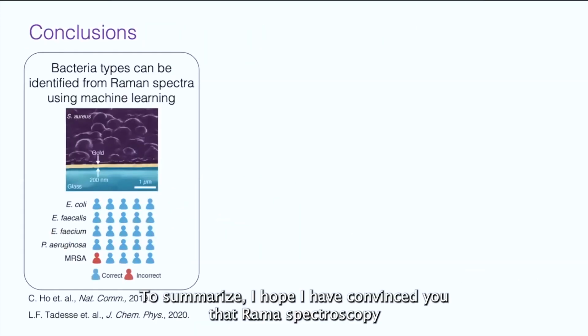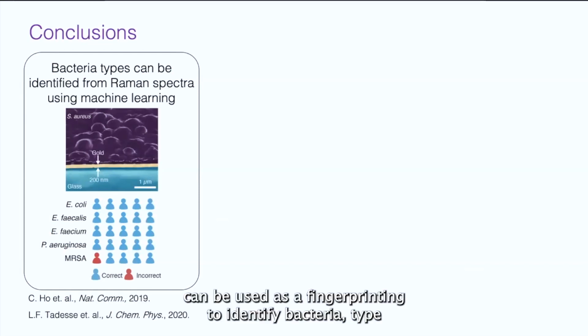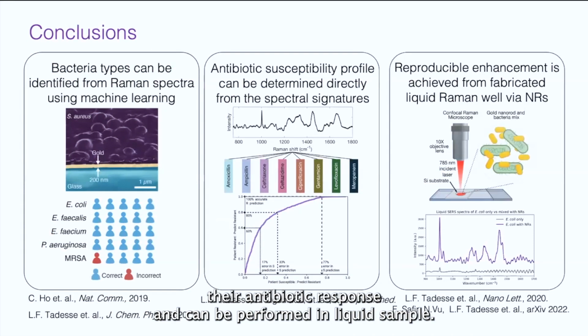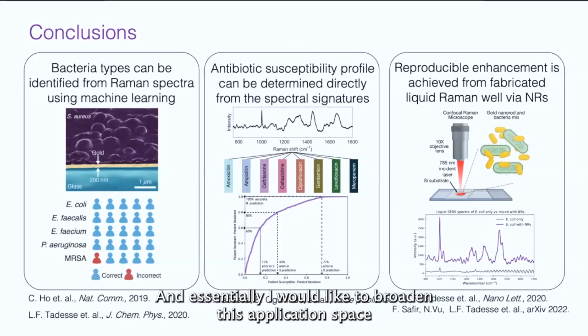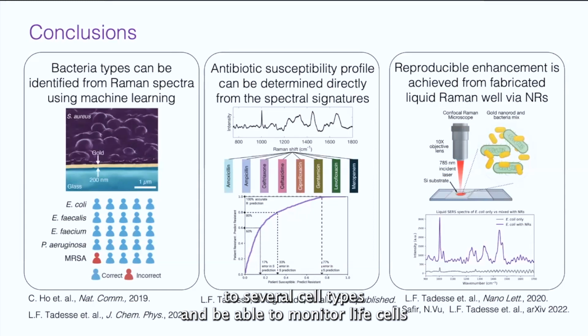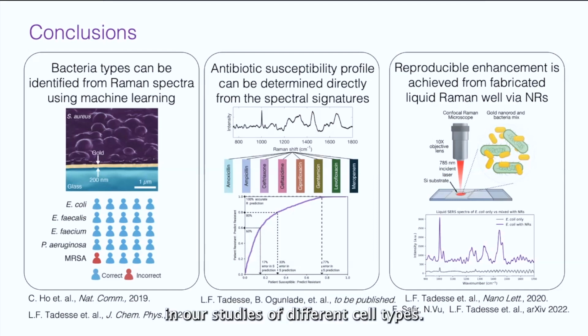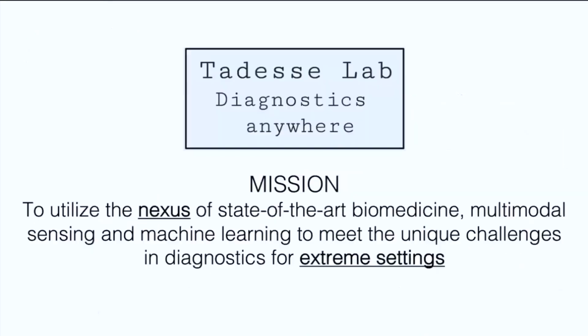To summarize, I hope I have convinced you that Raman spectroscopy can be used as a fingerprint to identify bacteria type and their antibiotic response, and can be performed in liquid samples. And essentially, I would like to broaden this application space to several cell types and be able to monitor live cells, both for therapeutics and diagnostics, but also for research purposes, where we may be interested in gathering an additional dimension of input in our studies of the different cell types.